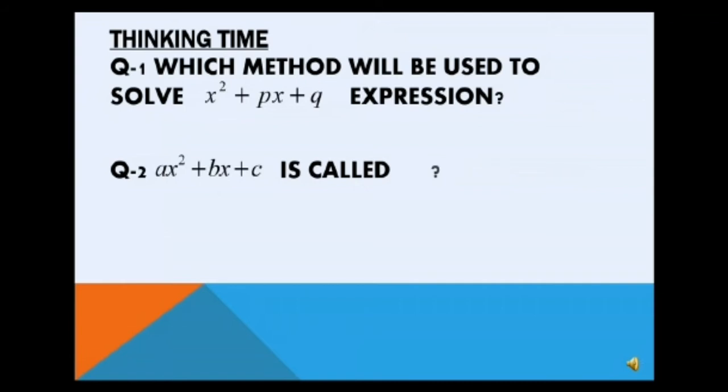Now question number 2, ax squared plus bx plus c is called what? Yes students, this is very easy. This is the quadratic expression. Why is it called quadratic? Because the highest power of the variable is 2.